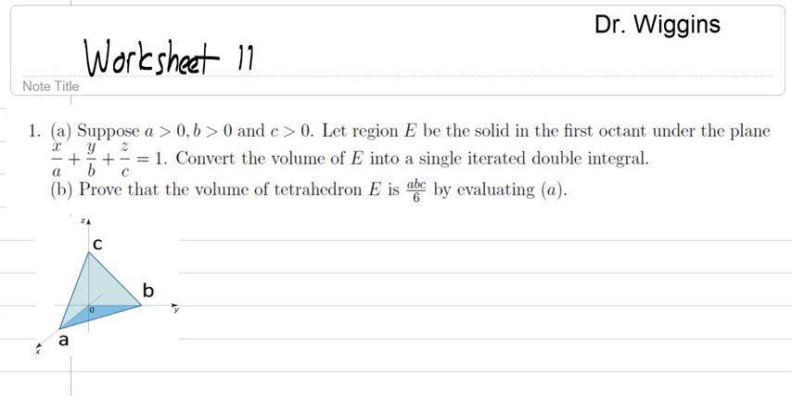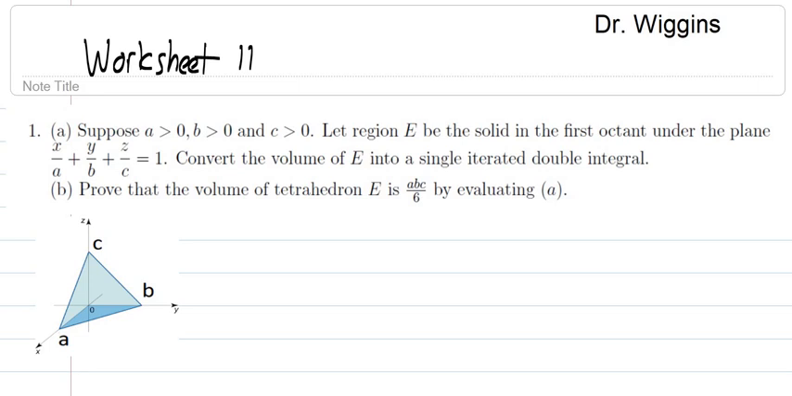Alright, now x over a plus y over b plus z over c equals 1 is a plane. And so if you work out where the plane cuts the x-axis, that is a. If you work out where the plane cuts the y-axis, that is b. And if you work out where the plane cuts the z-axis, that is c. And so on the screen, you can see that if you want the points below the plane, it forms a tetrahedron.